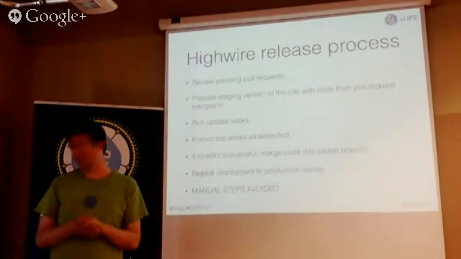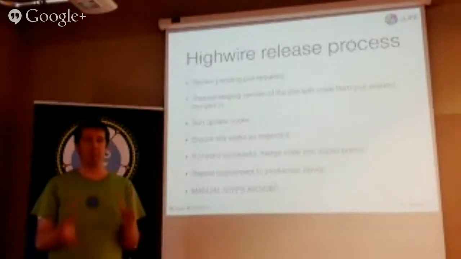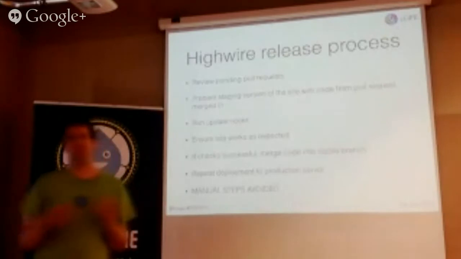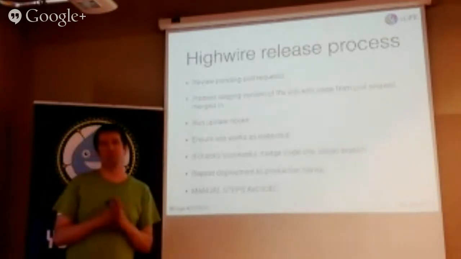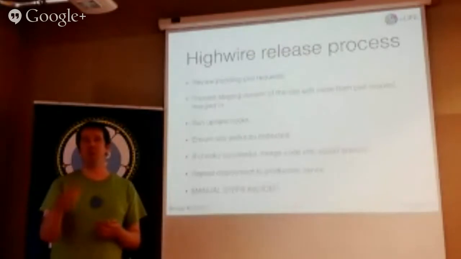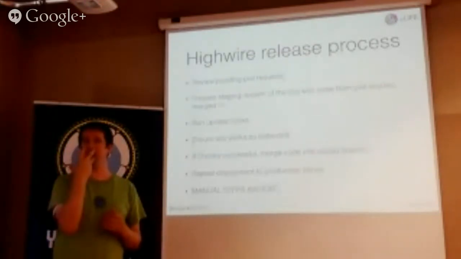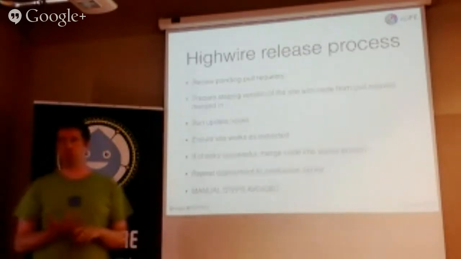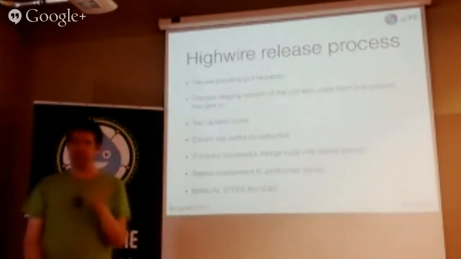And if it checks out, then they'll merge the code into the stable branch, and they'll repeat the deployment process to the production server. And manual steps are avoided. So what I mean by that is that we're submitting the pull request, and we give them very specific guidelines about how to integrate that. And for us, that's running 2 drush commands: drush update db, which will trigger the update hooks, and drush clear cache all.